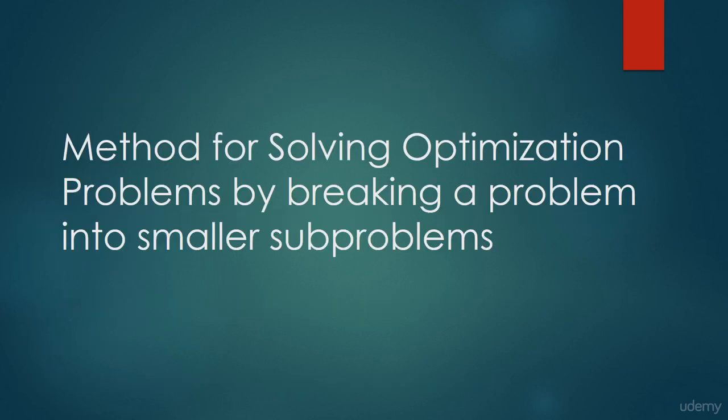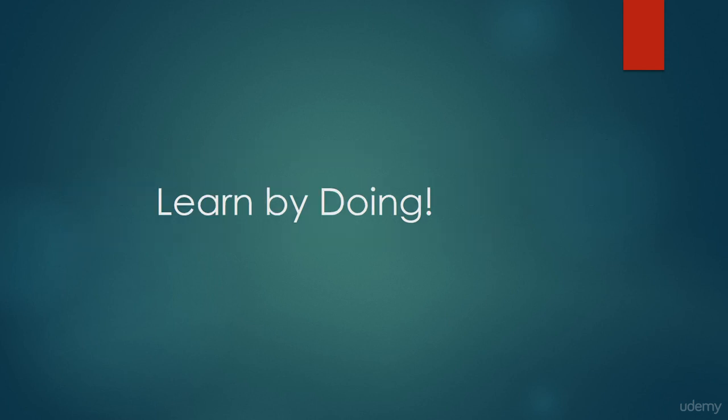We said that it's a method for solving optimization problems, like the problems we just saw, by breaking a problem into smaller subproblems. So we take a very large problem and we break it into smaller subproblems. We solve these smaller subproblems individually, and we then combine their solutions into the solution of the larger problem. You might still find that this is very abstract, and indeed it is.